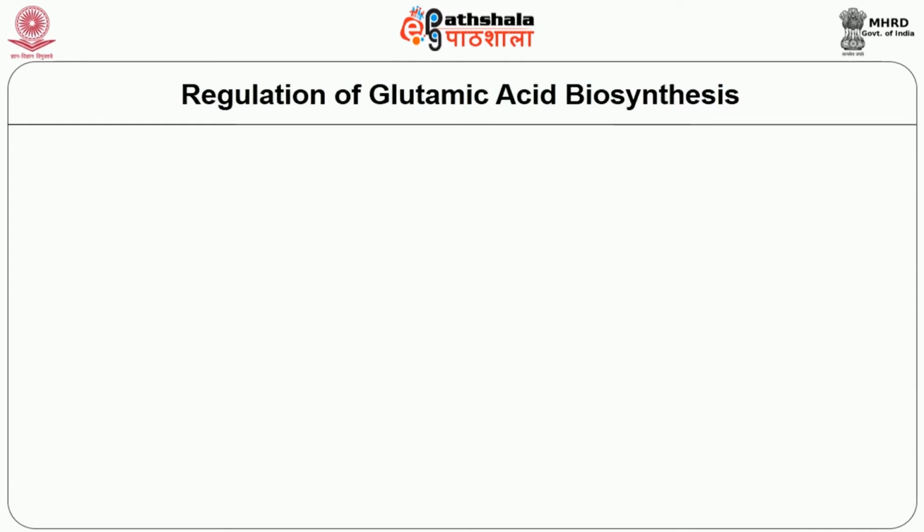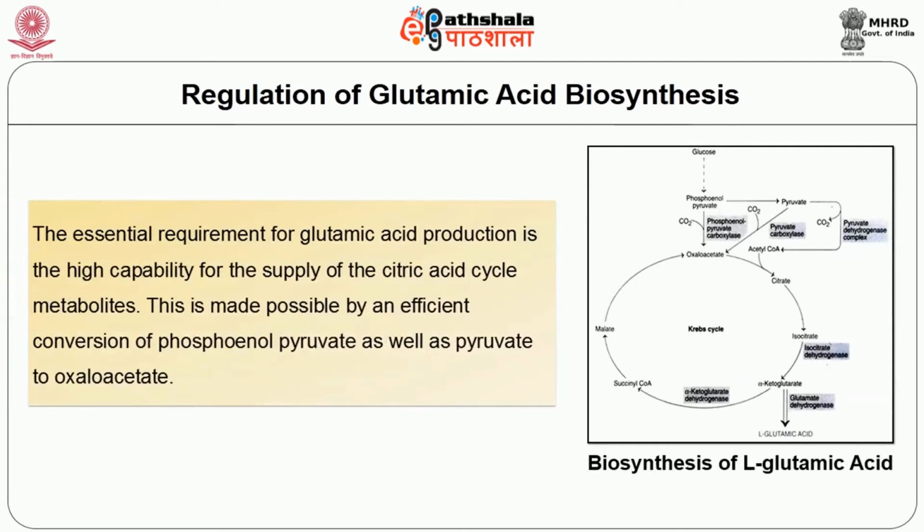The essential requirement for glutamic acid production is the high capability for the supply of the citric acid cycle metabolites. This is made possible by an efficient conversion of phosphoenol pyruvate as well as pyruvate to oxaloacetate. Thus, there are two enzymes, phosphoenol pyruvate carboxylase and pyruvate carboxylase, to efficiently produce oxaloacetate, while there is only one enzyme, pyruvate dehydrogenase, for the formation of acetyl-CoA.